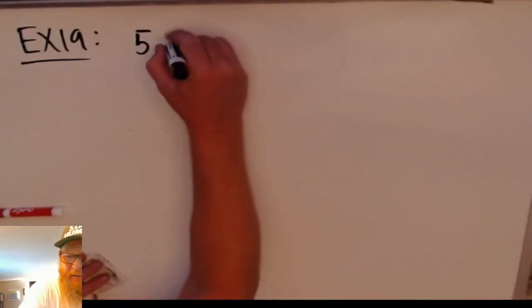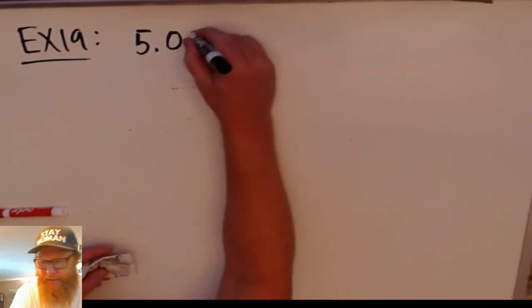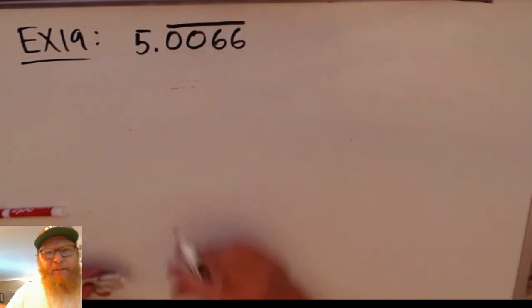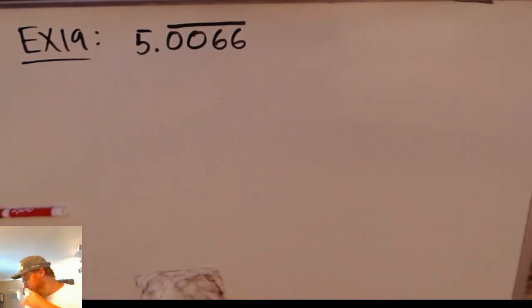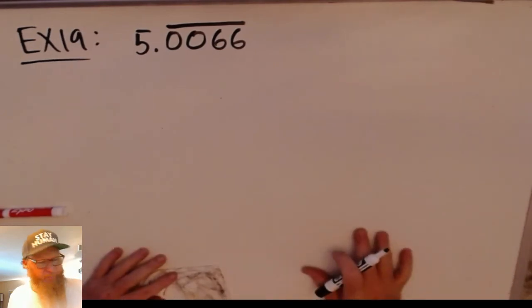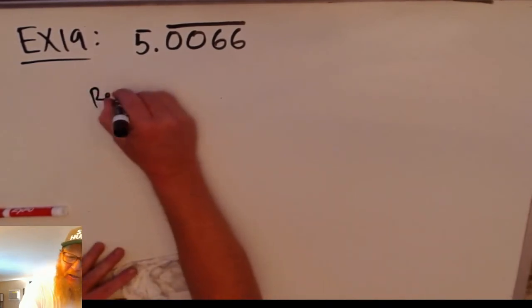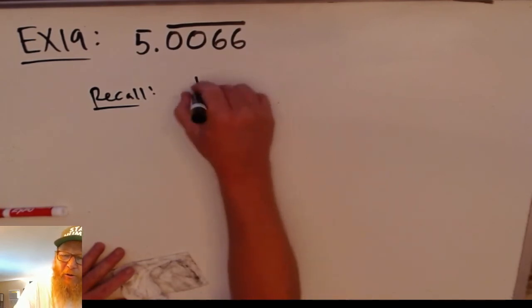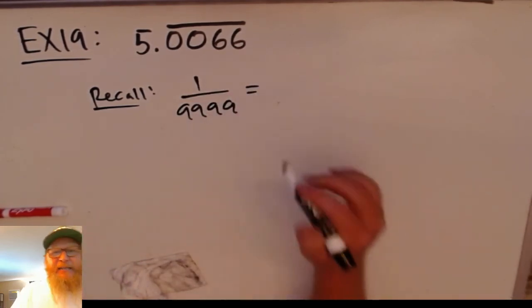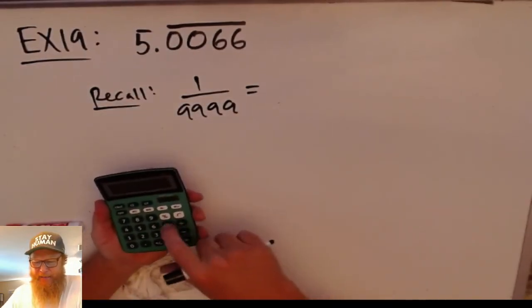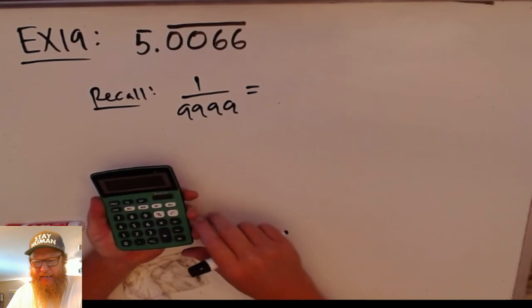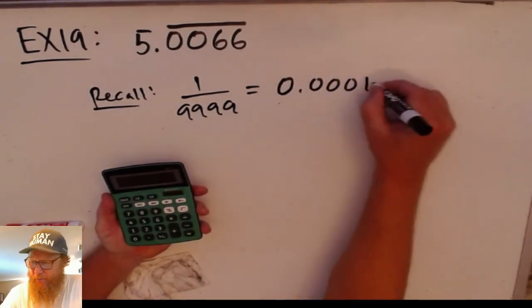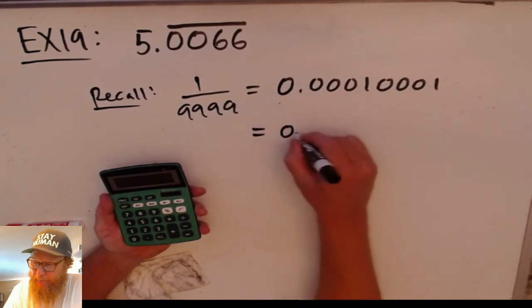Okay, let's see, 5.0066, and this time everything is repeating. Well, everything except the 5. Again, it starts with a recollection. You got to remember something. You got 4 repeaters, a repeating block of 4. So that's 9999. Let's double check that. 1 divided by 9999, you get 0.0001, 0001. That's a block of 4.